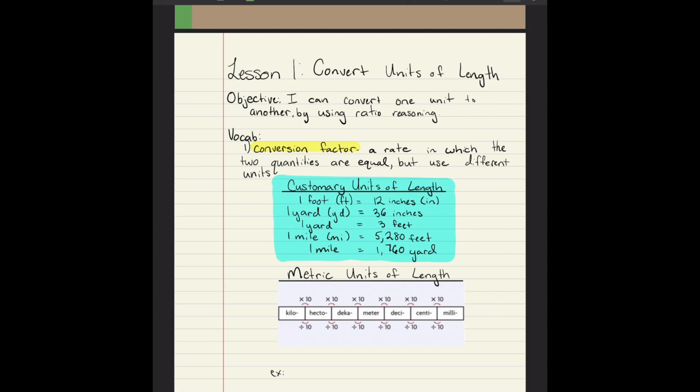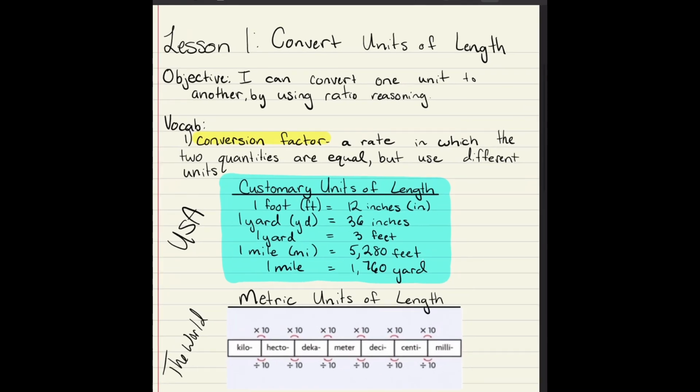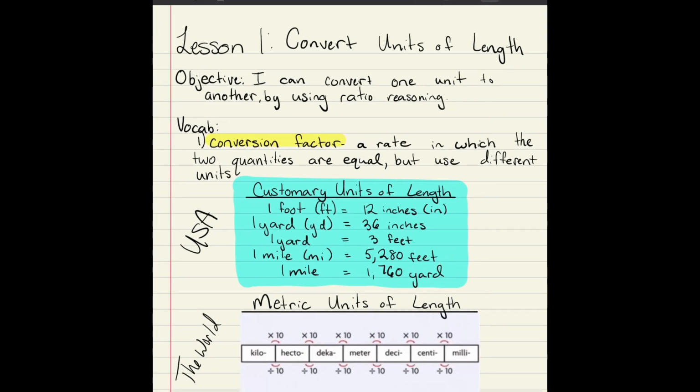So for our two different types of unit lengths, there's the customary unit length, which is what we use in the USA and a very small amount of other countries in the world. The rest of the world uses the metric system. So we'll focus on this first one, the customary units of length that we use in America.